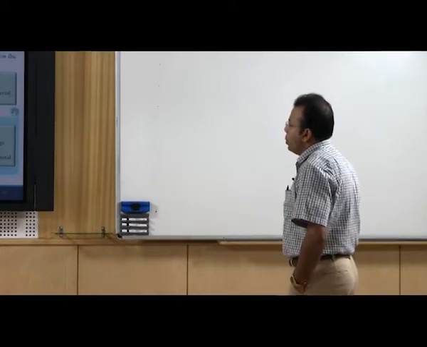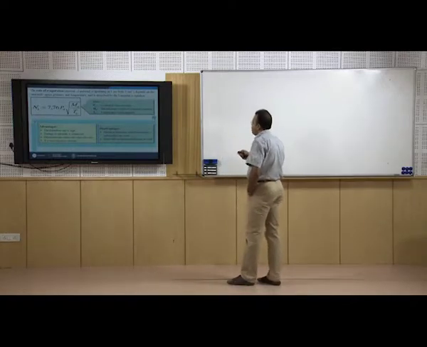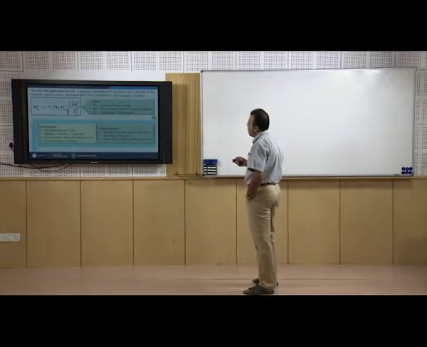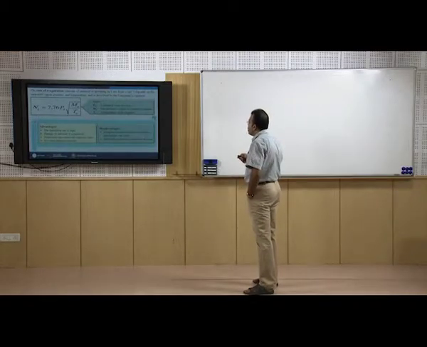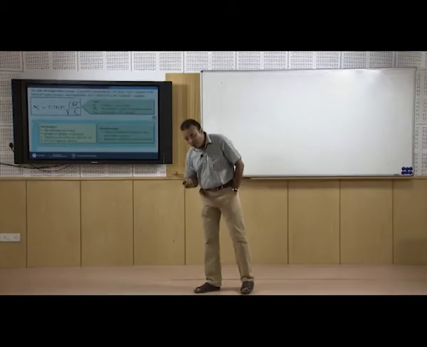The rate of evaporation, the amount of material evaporated in 1 second from 1 centimeter square, depends on the saturated vapor pressure and temperature and is described by Langmuir's equation, that is N is equal to 776 PS root over mu by Tu, where PS is the saturated vapor pressure, mu the molecular weight of the evaporated material, and Tu the temperature of the material. So, what are the advantages of this particular process?